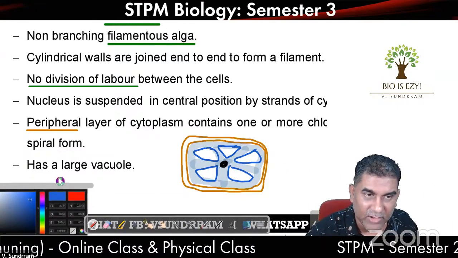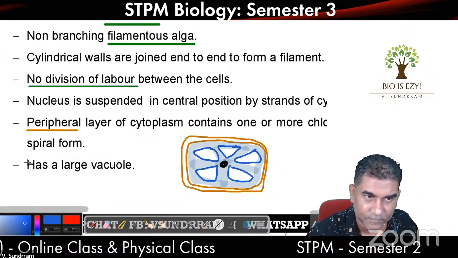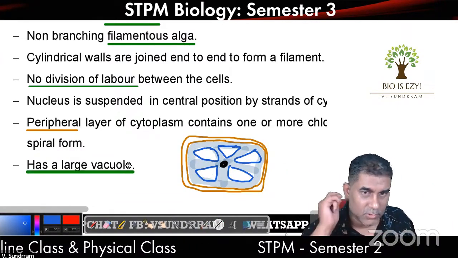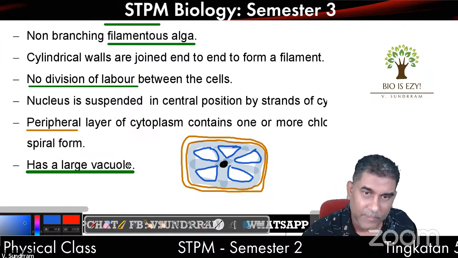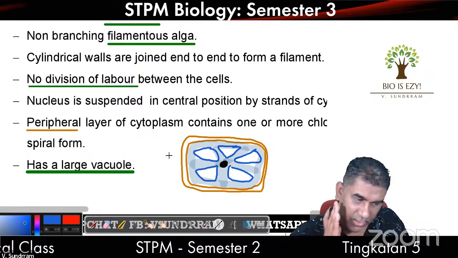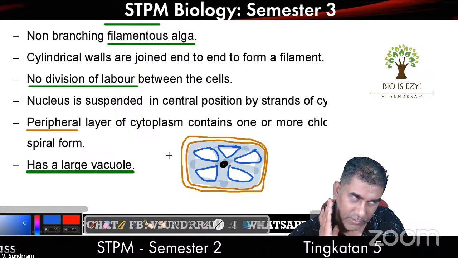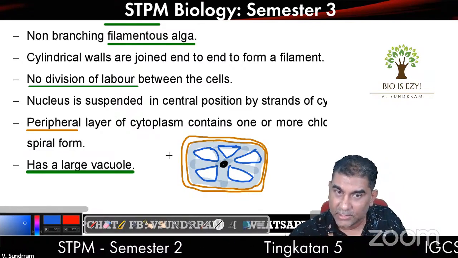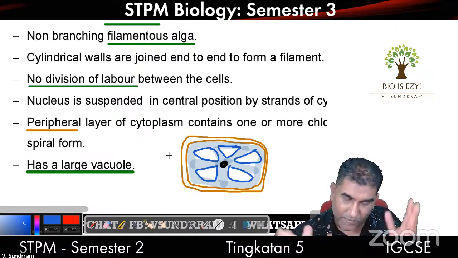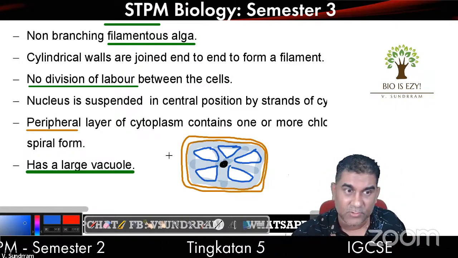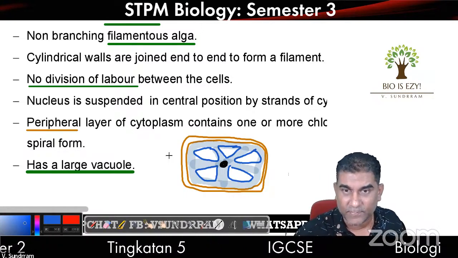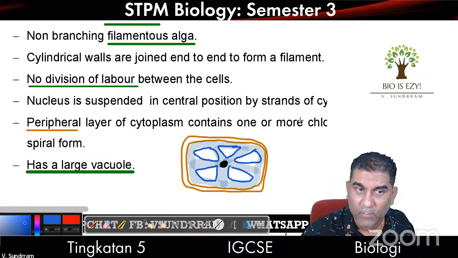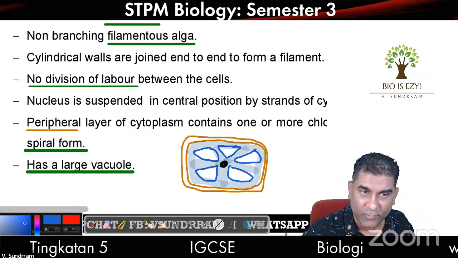So they have a large vacuole. Use the words a large vacuole. Maybe because of the way we cut across the cell, it appears like many vacuoles. Combined, I'm using the word one vacuole. That's what they have in the notes. So we use that as one vacuole. They have one or more chloroplasts in spiral form.